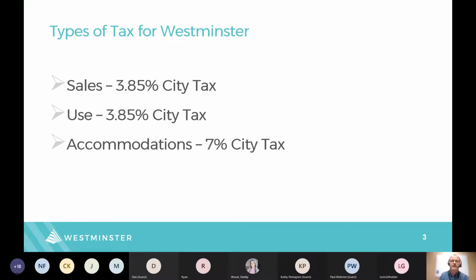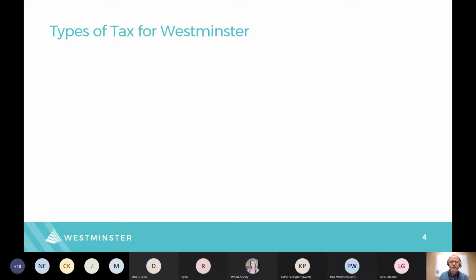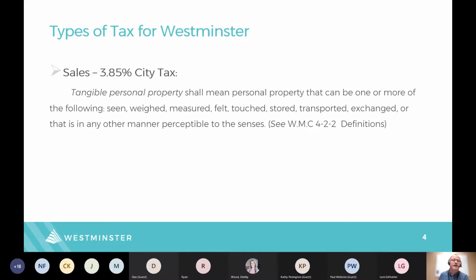Then we also have accommodations tax. This would only apply to hotels and motels. It's 7% on a room, for example, not in addition to sales tax. It's just 7%. And then we have admissions tax on tickets for certain items. So let me go into detail on these. Sales tax is only charged on tangible personal property. So services are not taxable in Westminster, but things are.